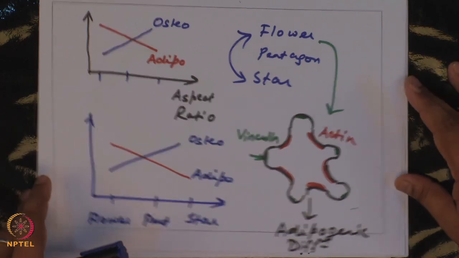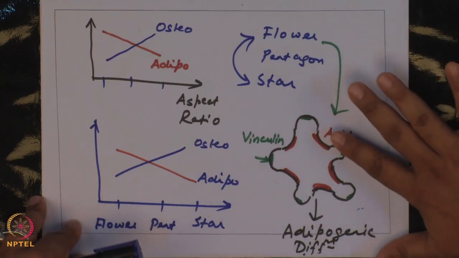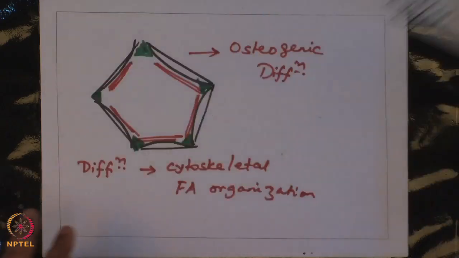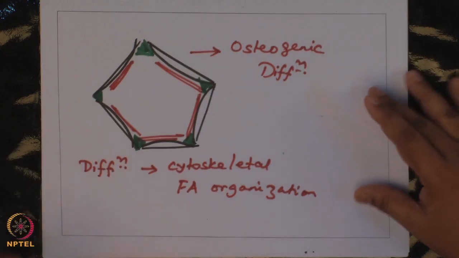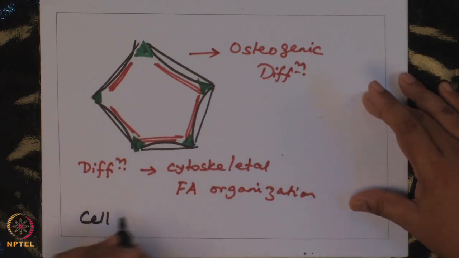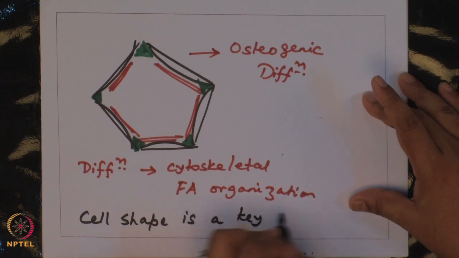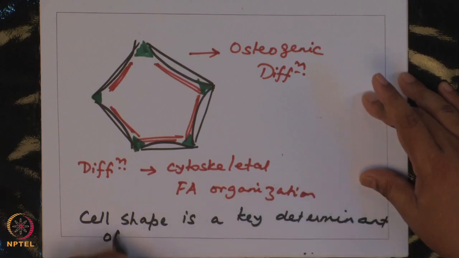And consistent with the idea that increase in tension stimulates osteogenic differentiation, you had lesser tension or lesser accumulation of stress fibers in case of flower shaped patterns and greater stress fibers and bigger focal adhesions in case of the star shaped patterns. Okay. So, this once again demonstrates the fact that cell shape is a key determinant of stem cell fate.